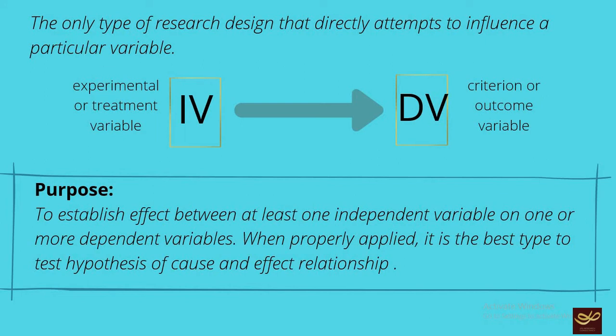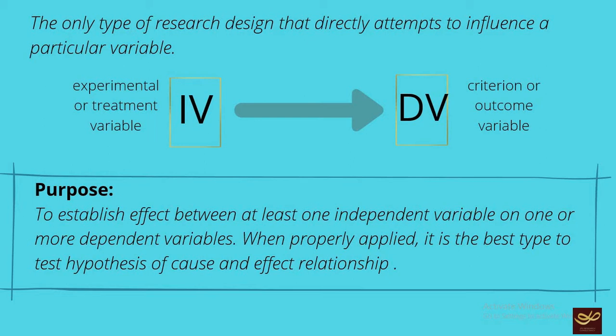The purpose of experimental research design is primarily to establish the effect of at least one independent variable on one or more dependent variables. So I would like to stop there first and discuss further some of the keywords. Now, the first keyword is at least one independent variable. So, would it imply that there will be more than one independent variable in a study? Of course, it depends on your study or on your plan of action in your study.